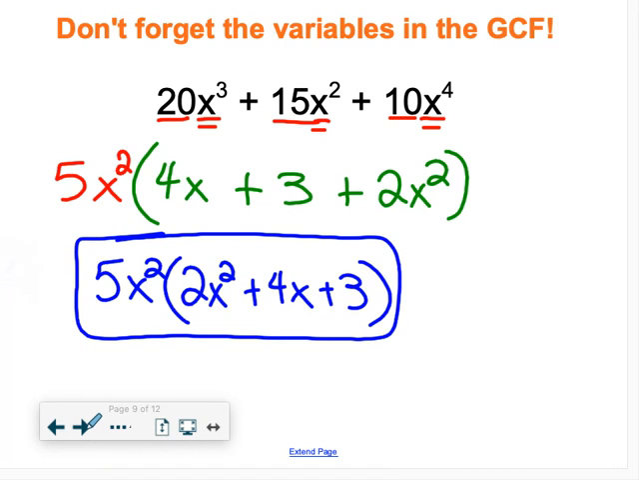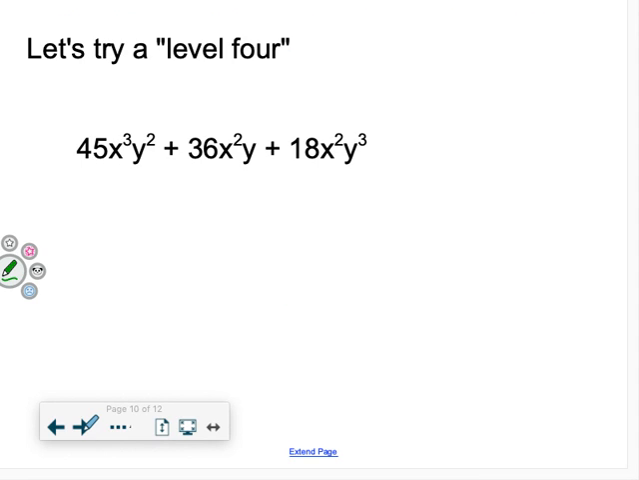Last one here. This is a level 4 problem. Tricky one here. What I'd like you to do, pause the video, see if you can do this one by yourself, and then I am going to talk through the video. So please pause it, start it whenever you are ready.